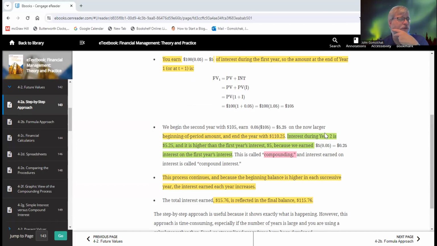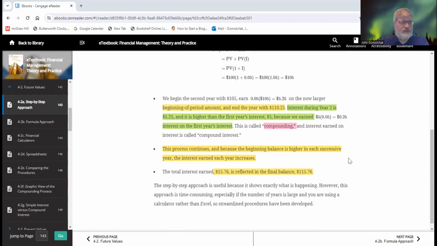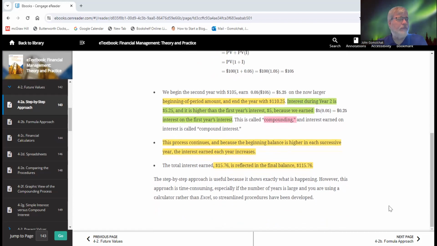And your book is just going through and explaining that extra 25 cents worth of interest is because we are now earning interest on year 1 interest. So $5 times 5% is that 25 cents. Okay. And then, of course, that goes to 76 cents in year 3. All right. So that's the step-by-step approach.